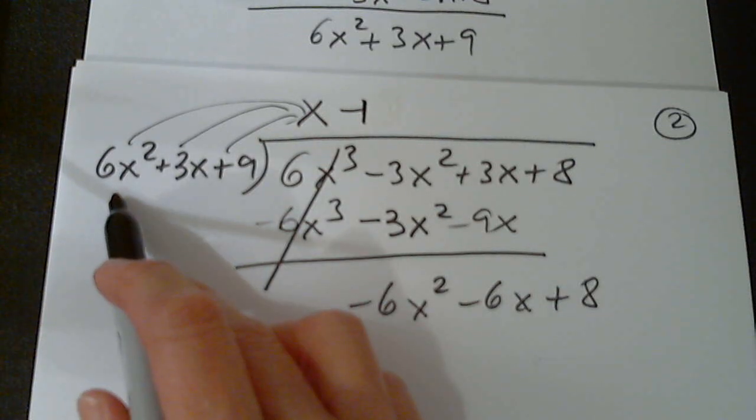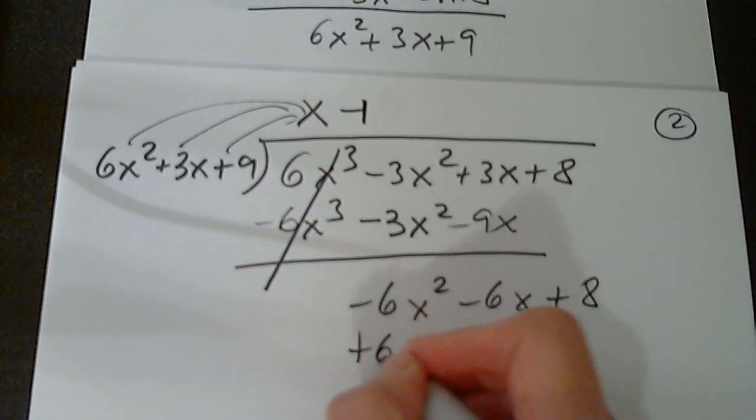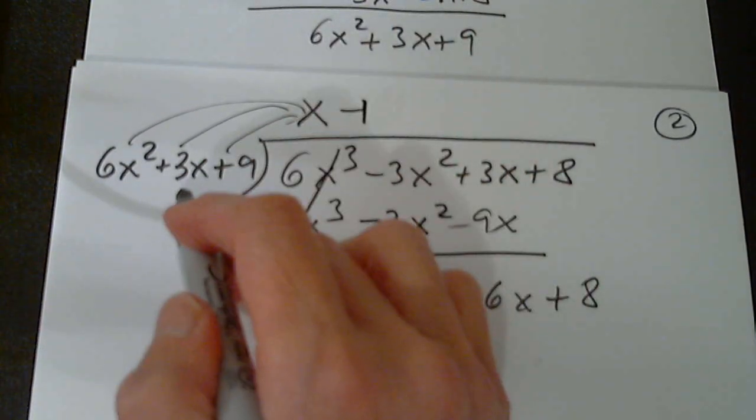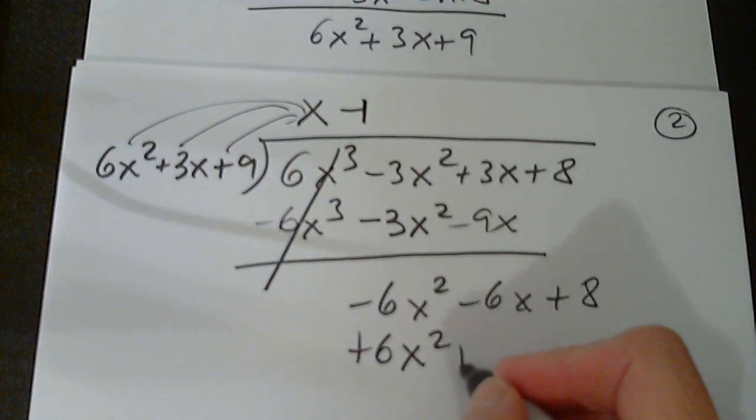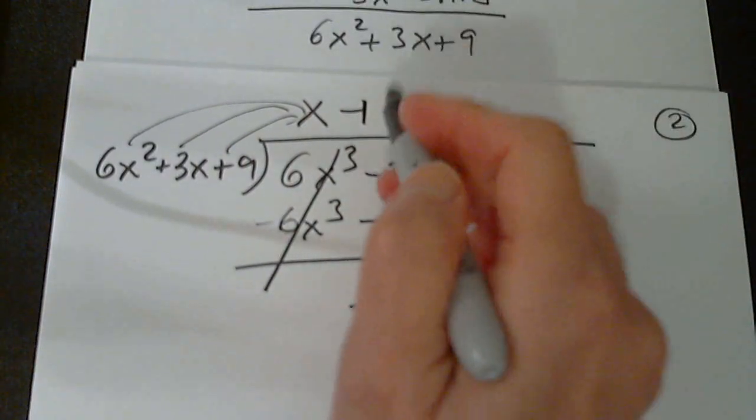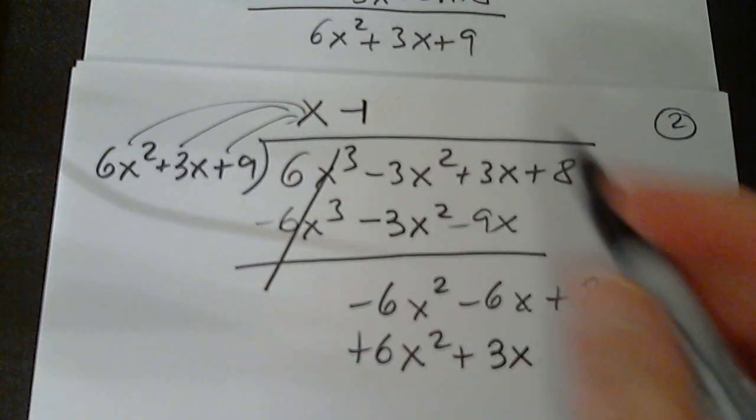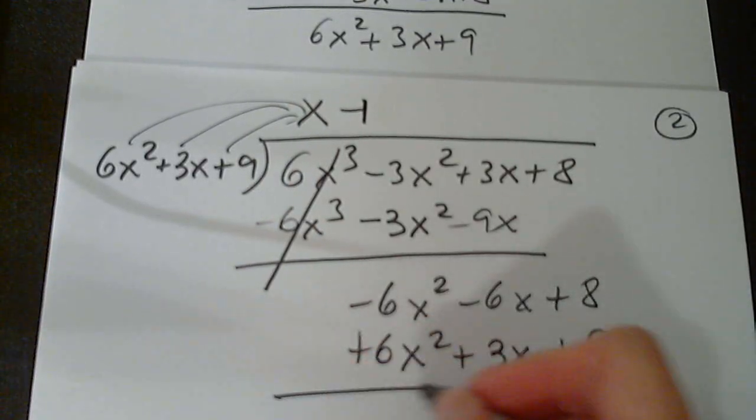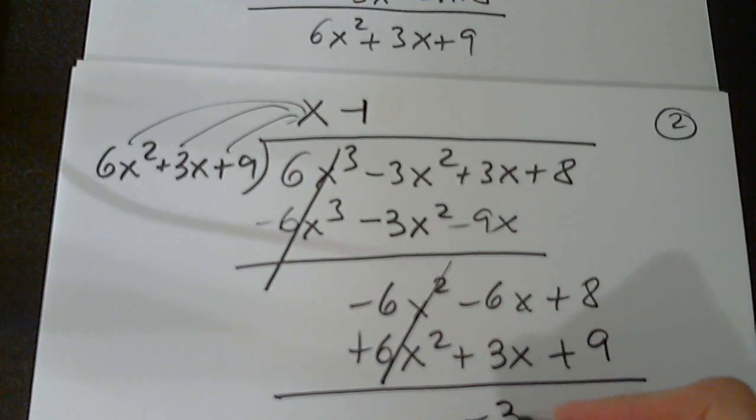Negative 1 times 6x squared is negative 6x squared, change. Negative 1 times 3x is negative 3x, change. Negative 1 times 9 is negative 9, change. Gone, negative 3x plus 17. And this has to be boxed in. Why? Because 6x squared doesn't go into negative 3x.